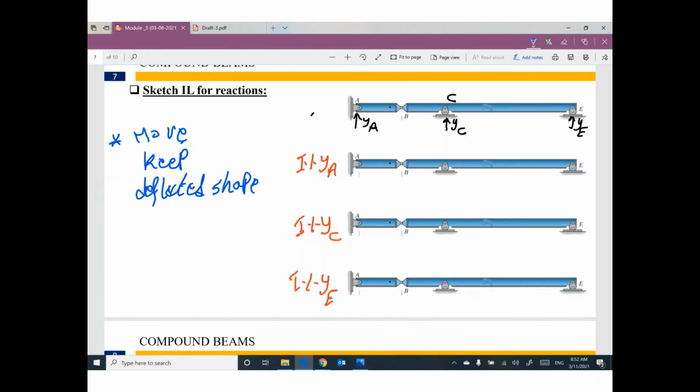Move what? The support at the reaction you are looking for. Keep what? Any other support. The new deflected shape will be the influence line. Let's start.